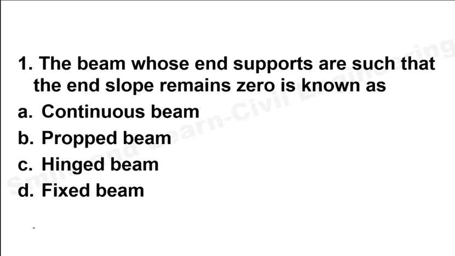The beam whose end supports are such that the end slope remains 0 is known as. So this kind of beam in which the end slope remains 0, this is one of the important points. So the correct answer will be fixed beam, option D. Okay, let's move on to question number 2.